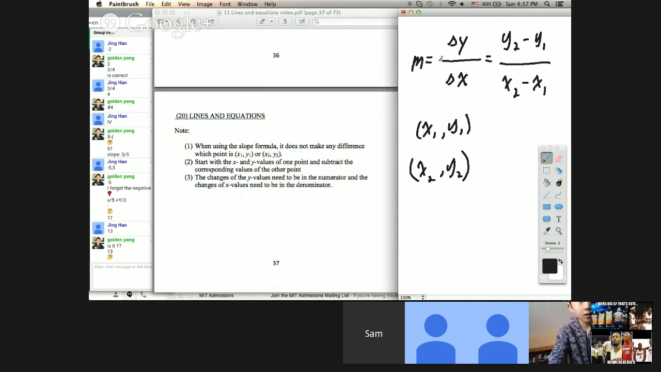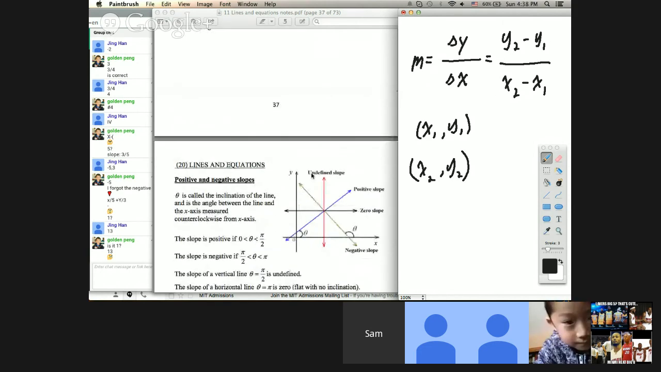Okay, so yeah, change in y is on the top and change in x is on the bottom. So don't forget about that. This is really important. Start with the x and y values of one point and subtract the corresponding values of the other point. So you can't do y1 minus y2 over x2 minus x1, because it just doesn't correlate like that. If you start with 2's in the front, you have to have 2's in the front for both of them, and then 1's in the back.